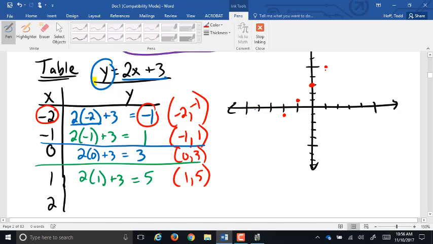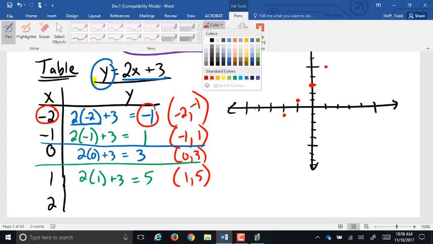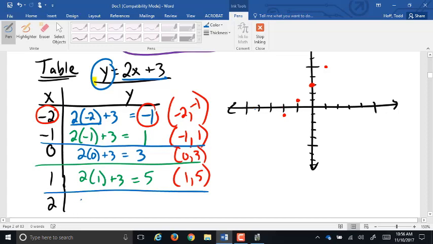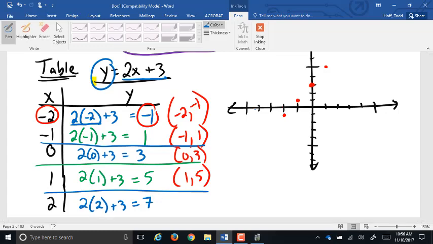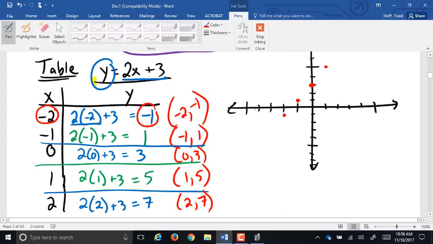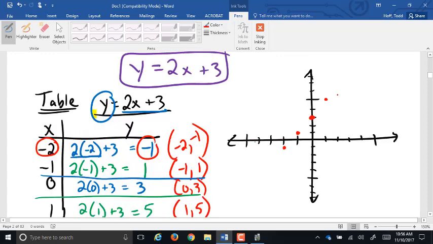Right there. And then we have, finally, when x is 2, y is 2 times 2 plus 3, which is 7. There we go. 2, 7. It always is a little bit of a shock when we get back to the negatives again. So at 2 and 7. Now we'll notice, if I had drawn my graph real well, it is a straight line on a graph.